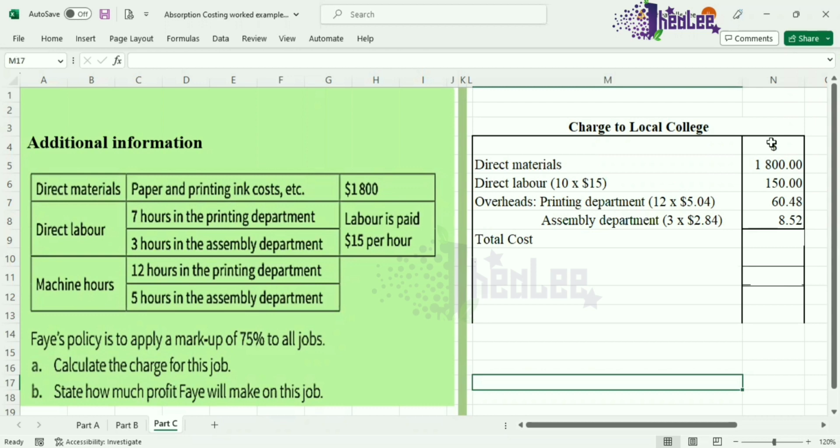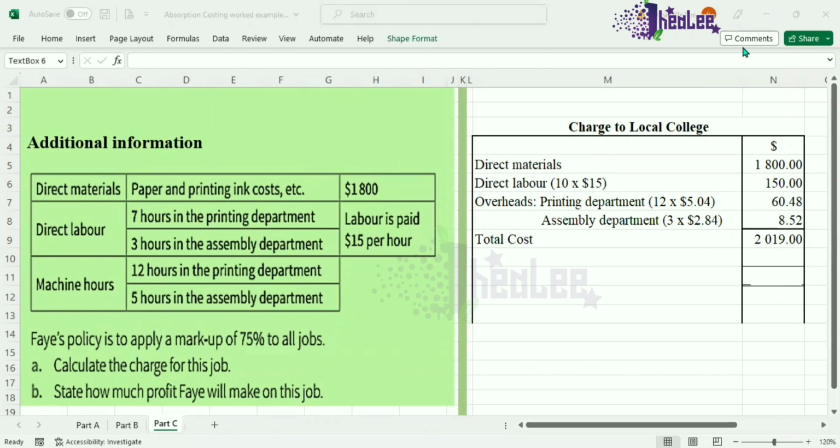There are no other costs associated with the job, so we're going to total the cost for the job. And for the total cost, we're going to add up the direct material value, direct labor value, and the overhead cost for both cost centers, and that gives us a value of $2,019.